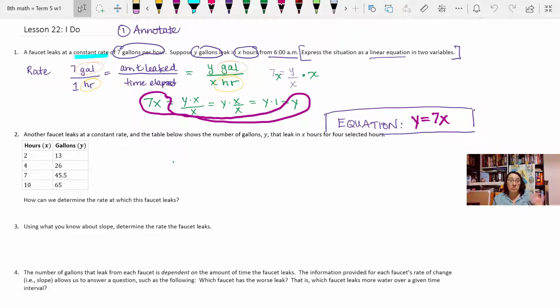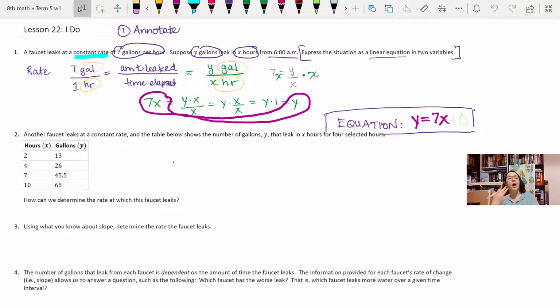Well, is it of one of our 2 linear equation forms, y equals mx plus b, or number times x plus number times y equals number? Yeah, it's actually a slope-intercept form. The b in this case is 0. Let's go on and look at the next question.